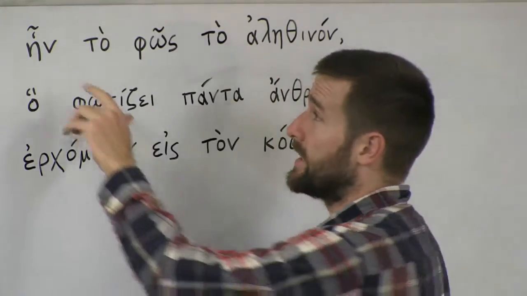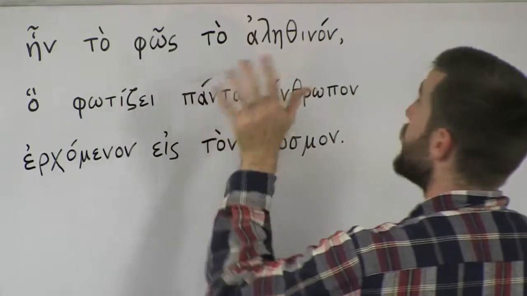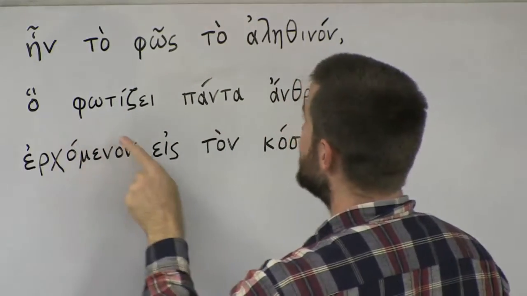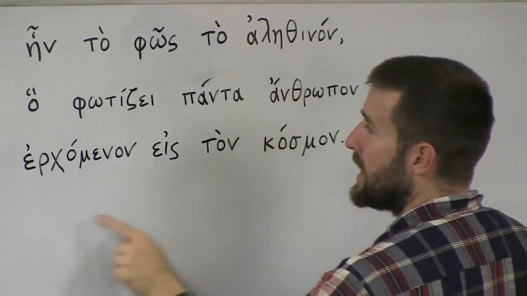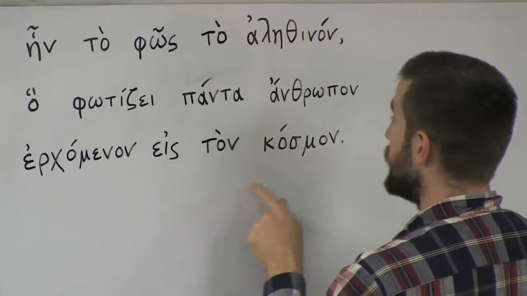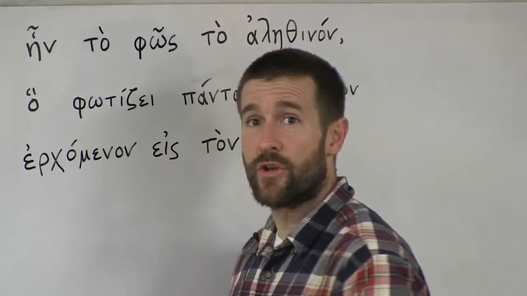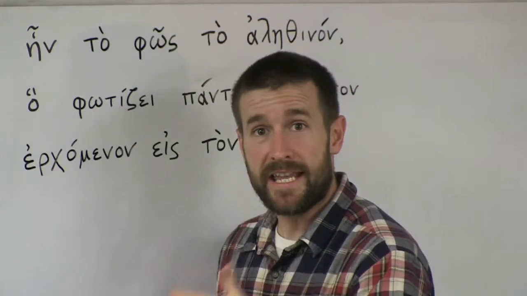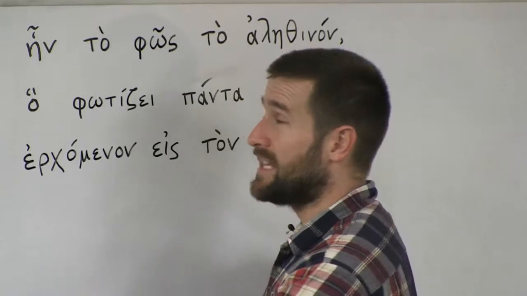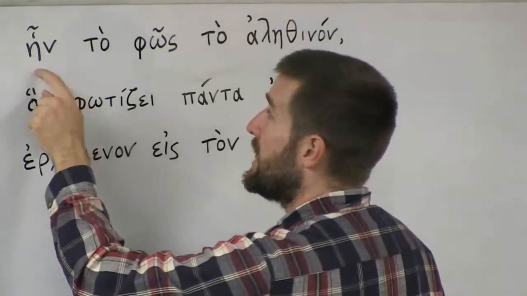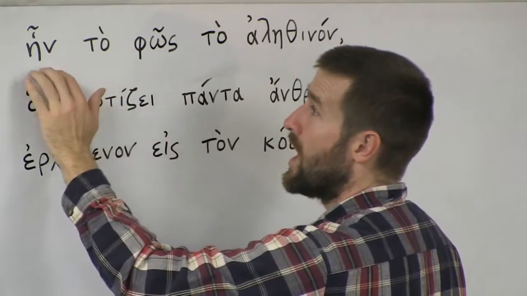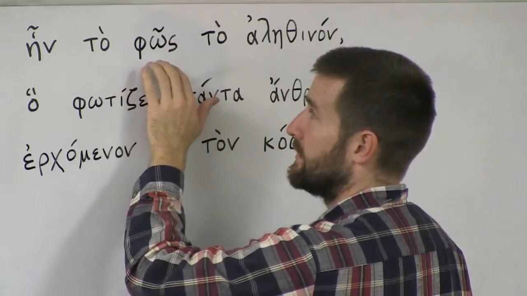Let's look at it in Greek. "En to phos to alithinon, o photizi panda anthropon erchomenon is ton cosmon." Let's go through this word by word. Now, "en" is a word that you should know from John 1:1, "archi en o logos." En means was, okay? En to phos, was the light, all right?